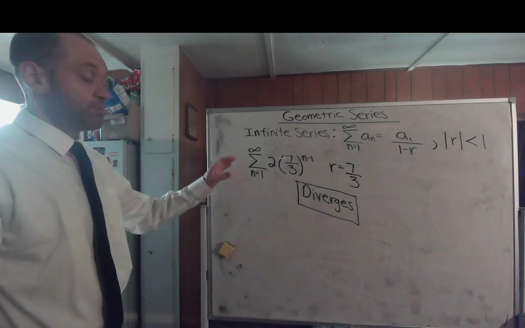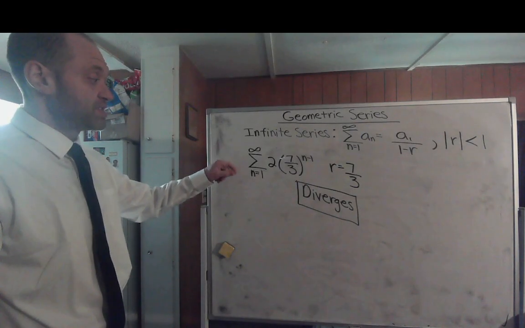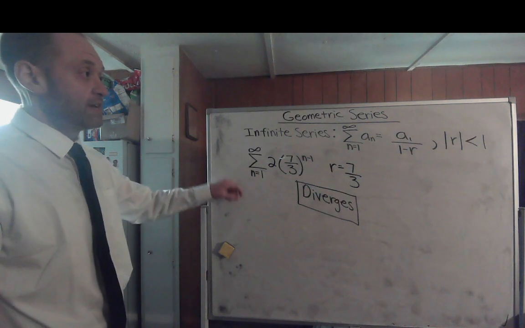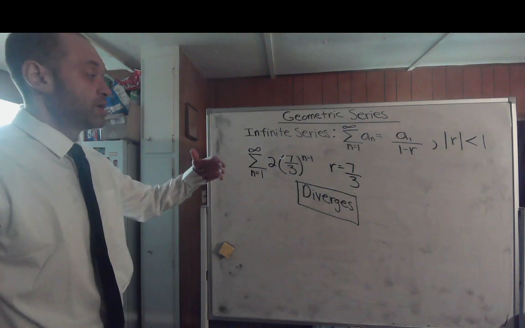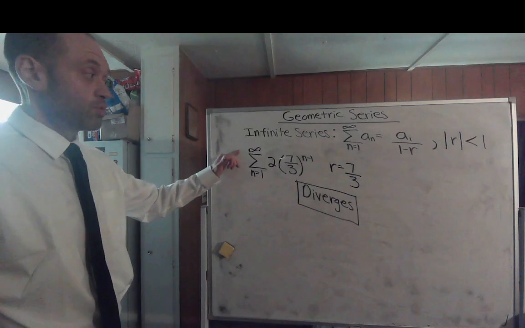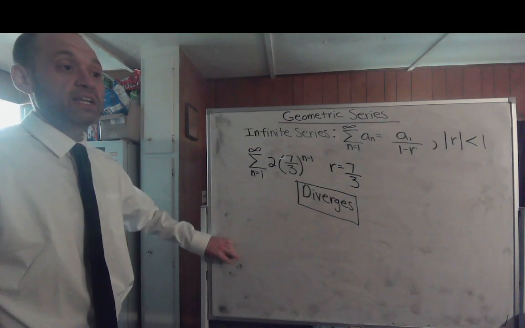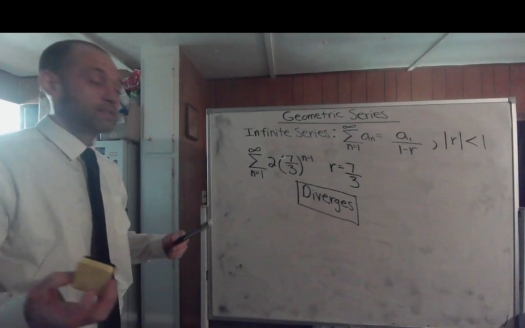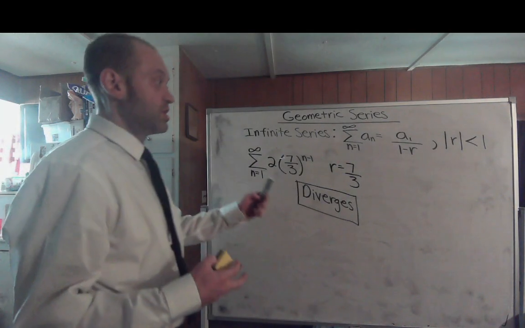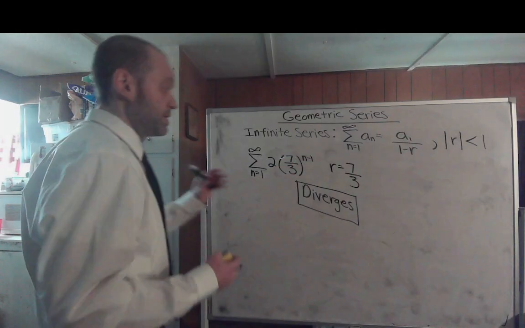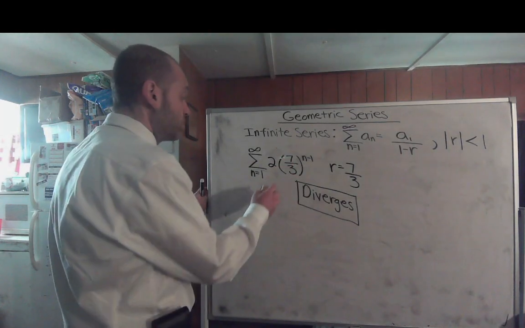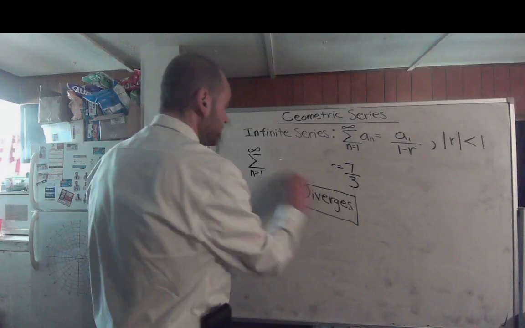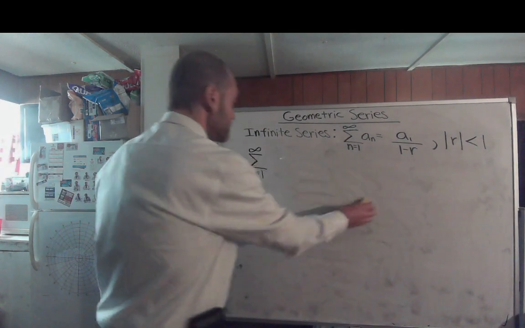Now we could take a partial sum if we said we were going from like 1 to 5 or 1 to 20 or really any finite number we could do, but we can't find an infinite sum because the common ratio is greater than 1. If it's greater than or equal to 1 even, you have no finite answer.